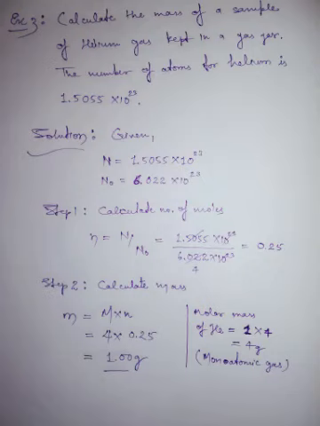Now in step 1, calculate the number of moles. Divide the value of 1.5055 into 10 raised to the power 23 by 6.022 into 10 raised to the power 23. After division, you will get 0.5, sorry, 0.25. It is just a quarter of the Avogadro number, it means. Now step 2 is to calculate mass. First you have to find the molar mass. You know that helium is actually a monoatomic gas.